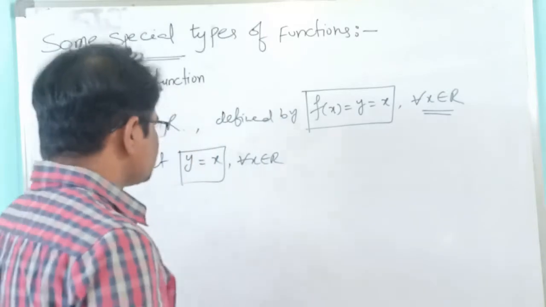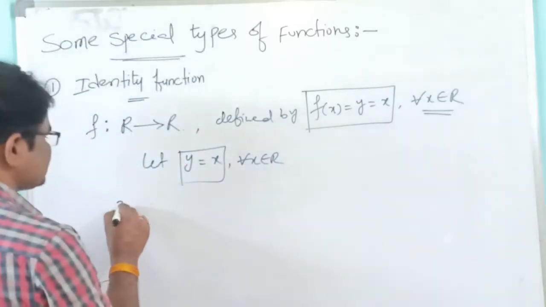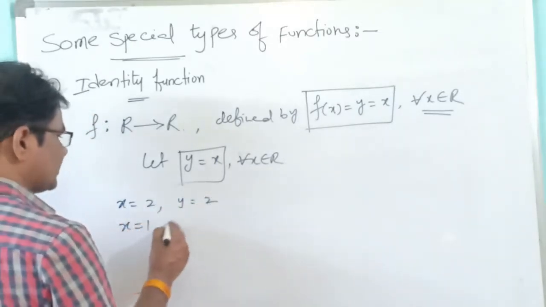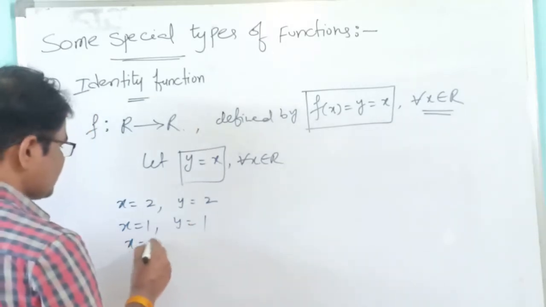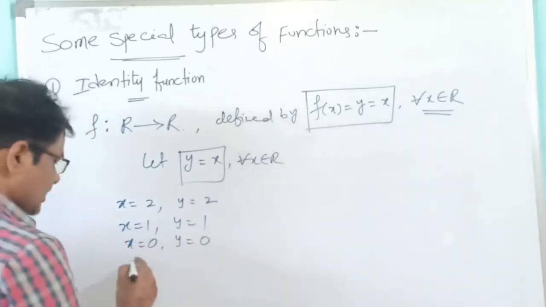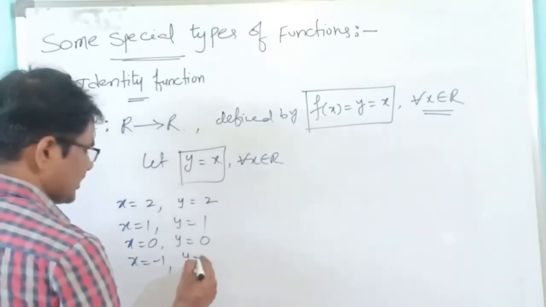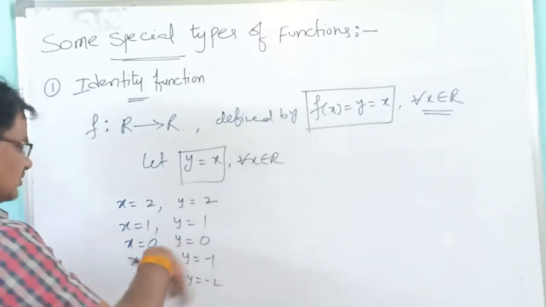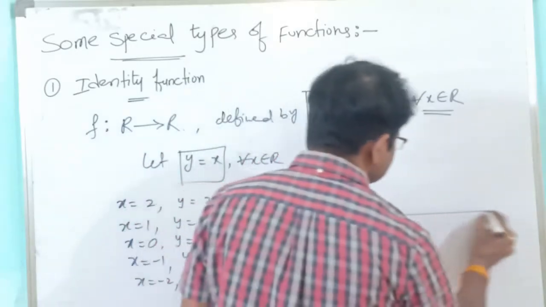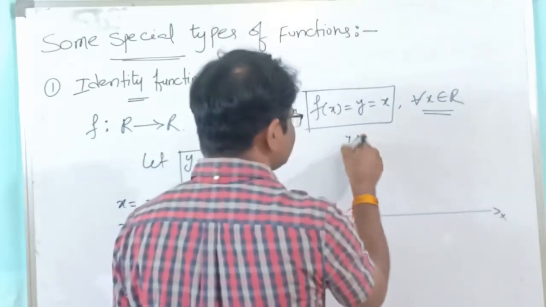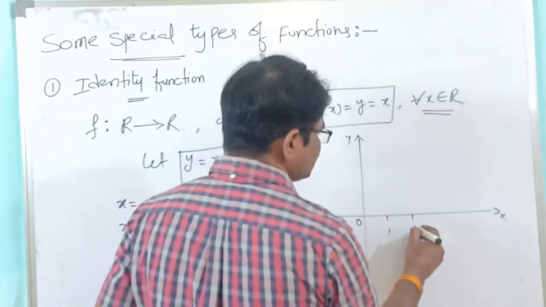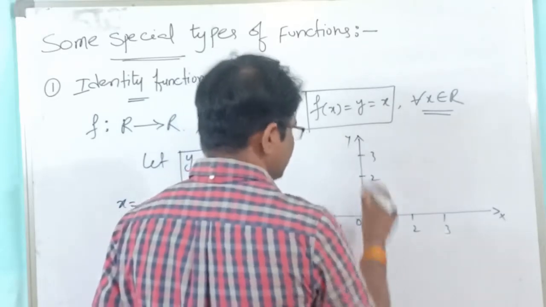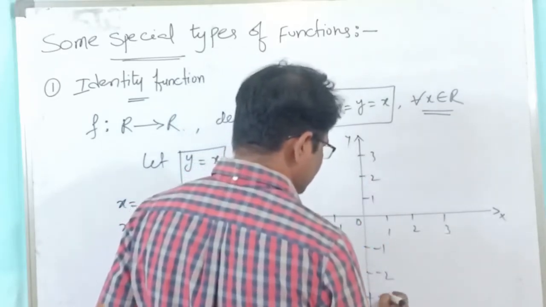Origin. Suppose if you take some values, x equal to 2, y also 2, x equal to 1, y also 1, x equal to 0, y also 0, x equal to minus 1, y also minus 1, x equal to minus 2, y also minus 2. So these you take on the x axis and y axis, and draw the graph. Suppose it is 0, 1, 2, 3 etc., minus 1, minus 2, minus 3 on the x axis, and 1, 2, 3, minus 1, minus 2 and minus 3 on the y axis.